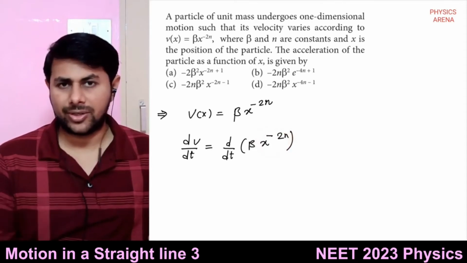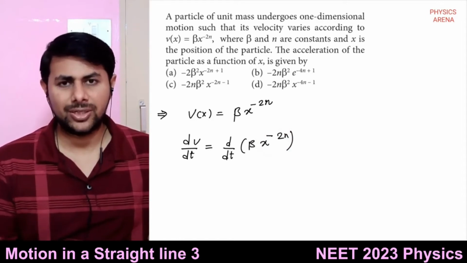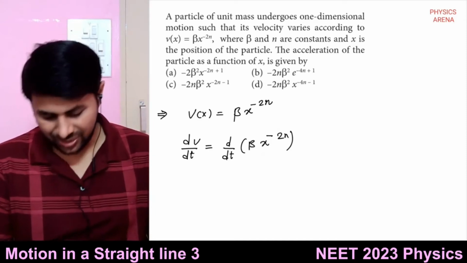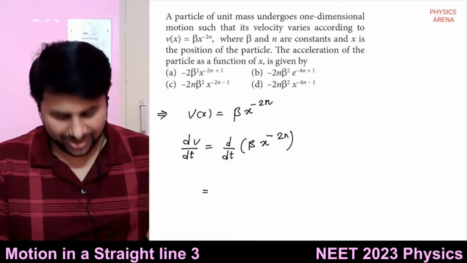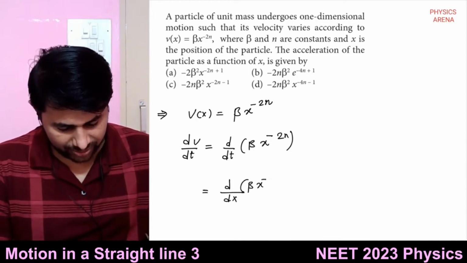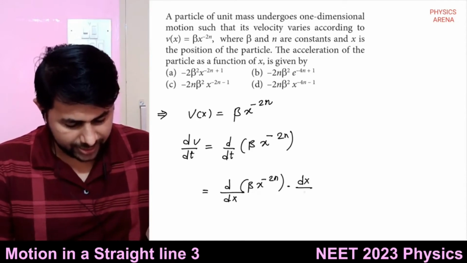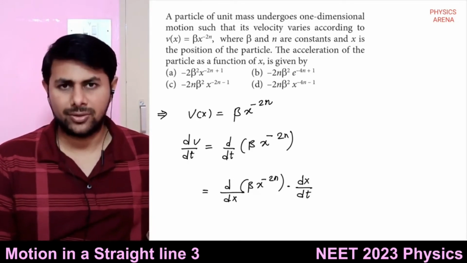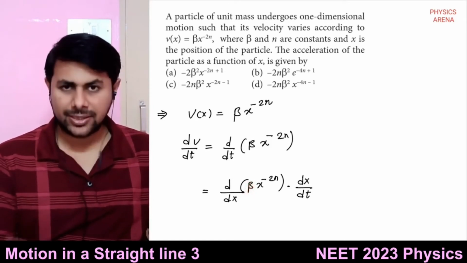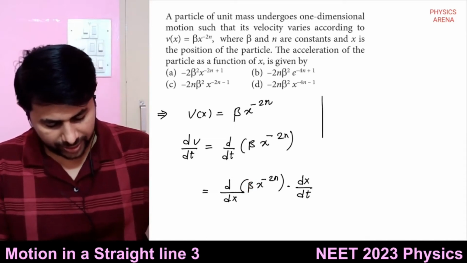So that means you cannot directly take its derivative with respect to time. So what do you need to do? You need to use the chain rule. If you don't know what the chain rule is, I will multiply and divide by dx. So d by dx of this thing, beta x raised to minus 2n, I have divided by dx, so I will multiply by dx by dt. Now beta you can take out, it is the derivative of x raised to minus 2n with respect to x, and we know the formula for that.